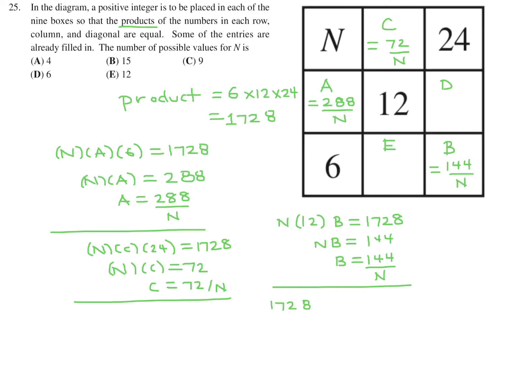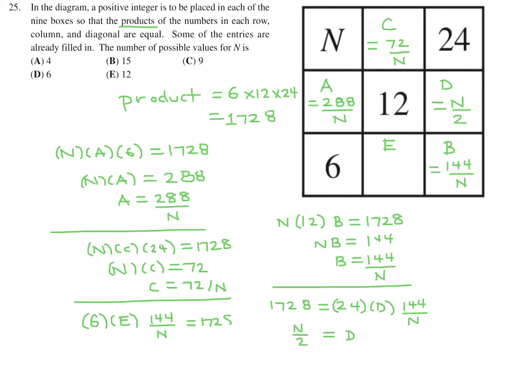1728 is going to be equal to 24 times d times 144 over n. I'm basically doing this guy right here, this column. And if you do the math here, you'll get that d is equal to n over 2. So that's n over 2. And one more, e. So 6 times e times 144 over n is equal to 1728. And if you do the math, you'll get e is equal to 2n. So there you go.